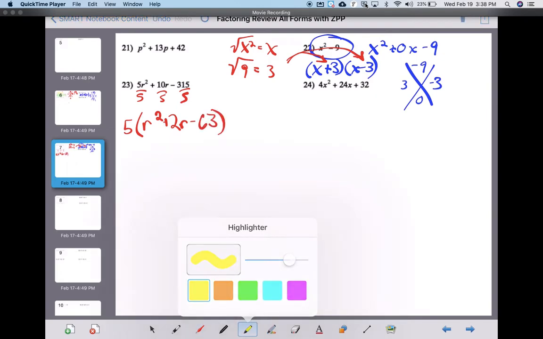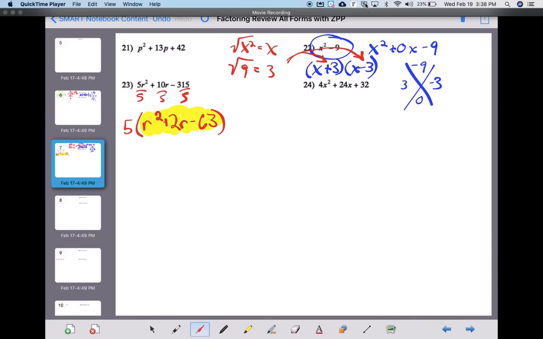Whether you can or cannot GCF, you still look at what is there and ask yourself if you can factor it further. So inside the parentheses, there are 3 terms. So we're going to make a diamond and look for ways to multiply to 63 and add to 2, and that would be 9 and negative 7. So what's in yellow up there, I can factor and write as r plus 9 times r minus 7.